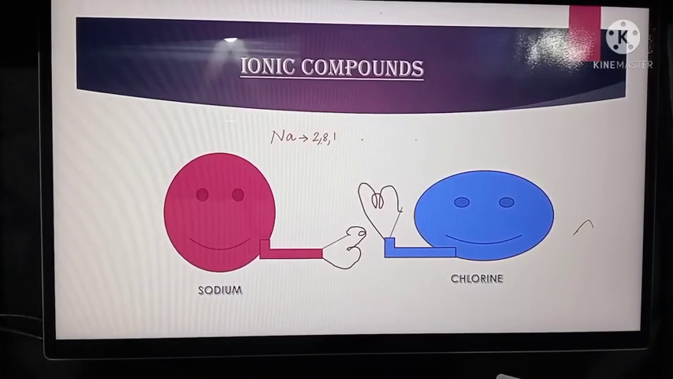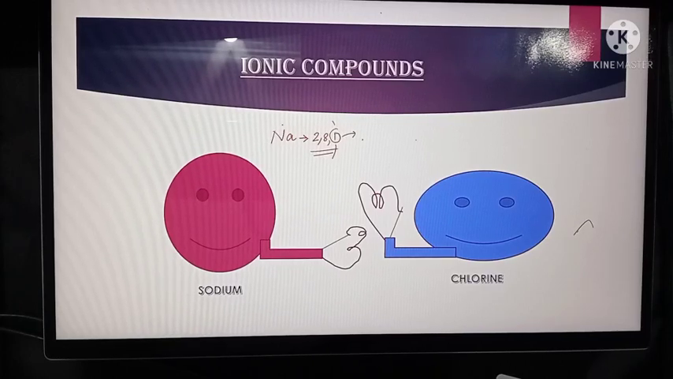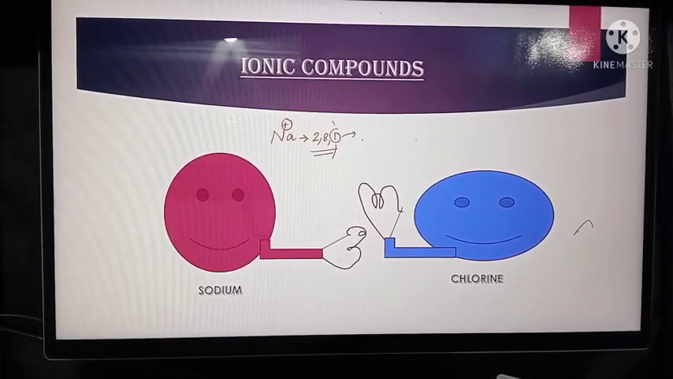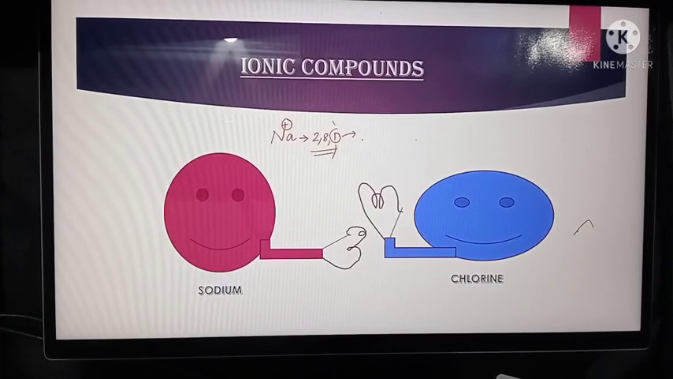So according to the octet rule, when sodium has this electronic configuration, what does it do? It always tries to lose one electron from the last shell. This losing of one electron will make it perfectly an octet, that means 8 in the last shell. And if it loses one electron, what does it form? It will form a cation, Na plus. So here, by showing this one hand for sodium, we are thinking that there is one electron for it to give, and it can combine with something which has one electron to take.